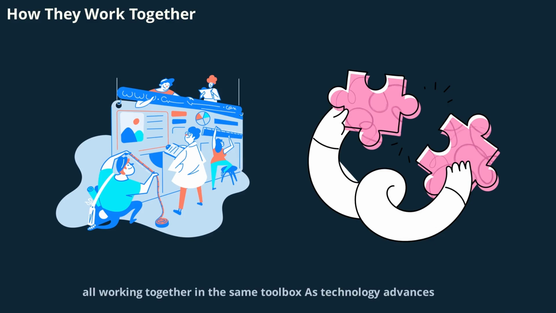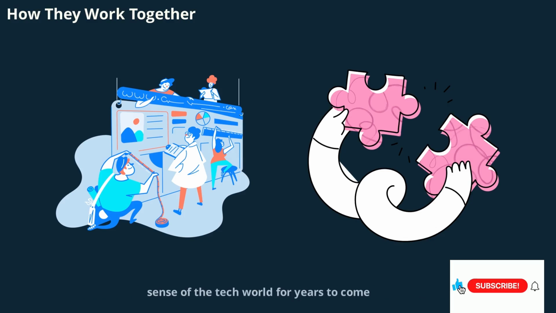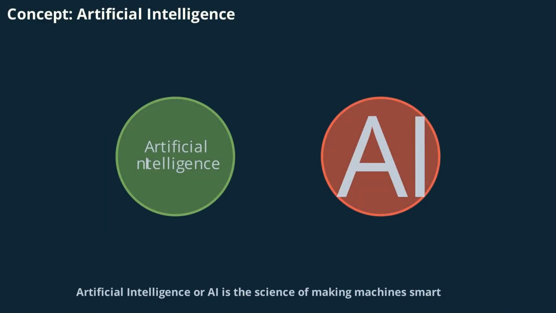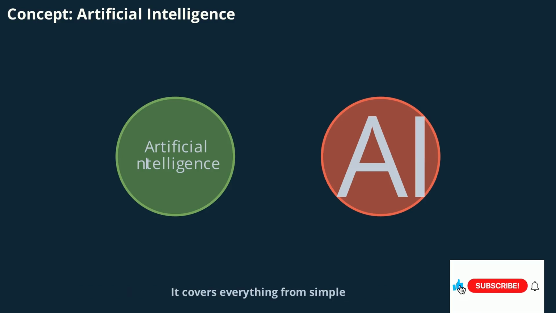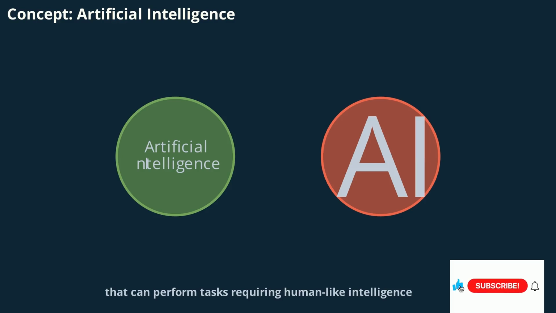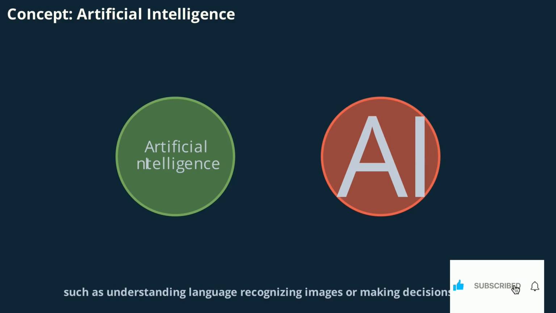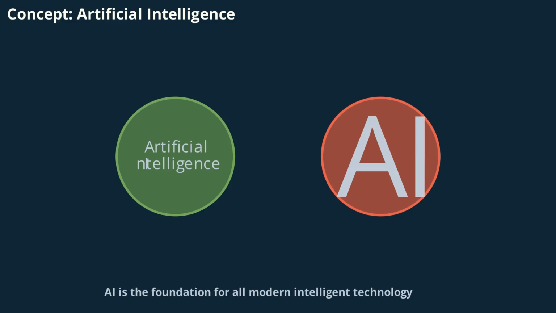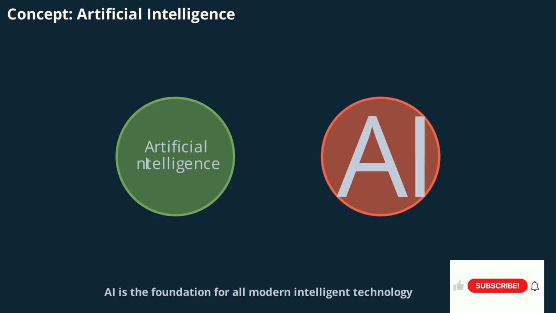As technology advances, the lines may blur, but understanding this relationship will help you make sense of the tech world for years to come. Artificial intelligence, or AI, is the science of making machines smart. It covers everything from simple rule-based systems to advanced learning algorithms. The goal is to create systems that can perform tasks requiring human-like intelligence, such as understanding language, recognizing images, or making decisions. AI is the foundation for all modern intelligent technology.